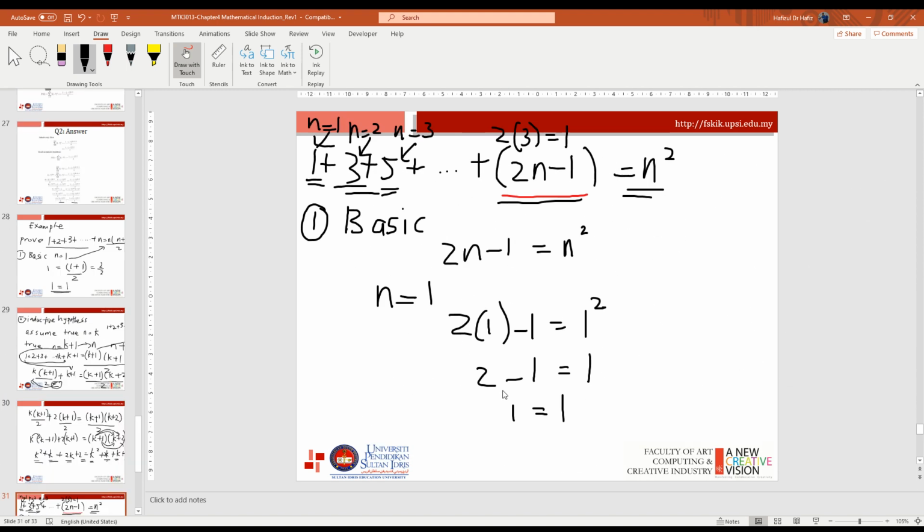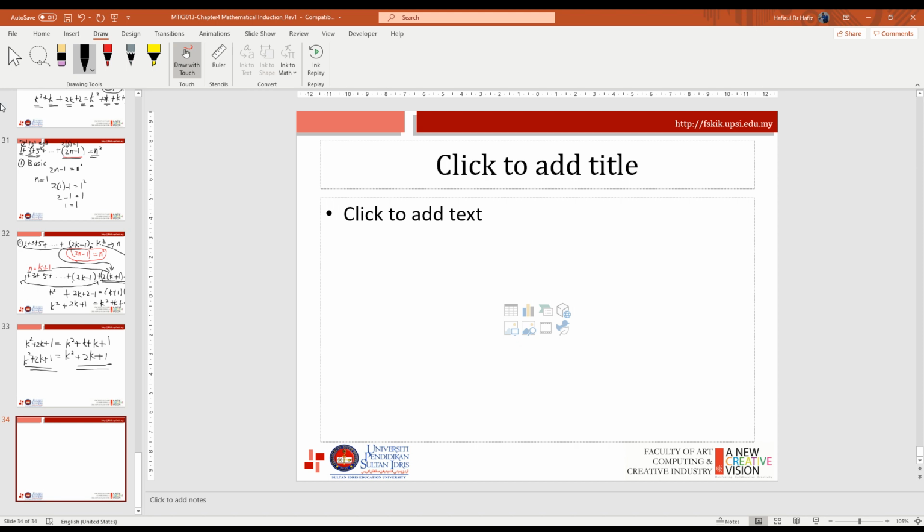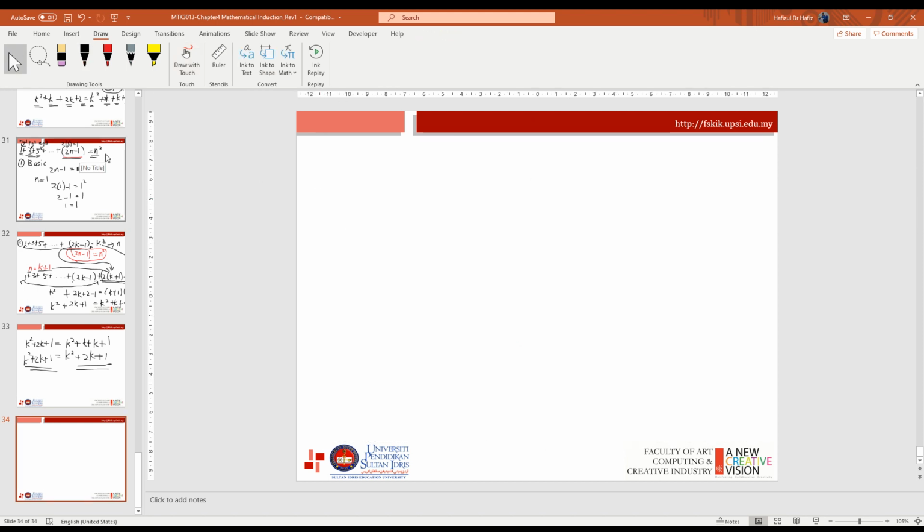Okay, another example, saya bagi contoh. Kalau tak jawab juga exam betul ni, tak tahulah saya tak jawab macam mana. Banyak lah example saya bagi.